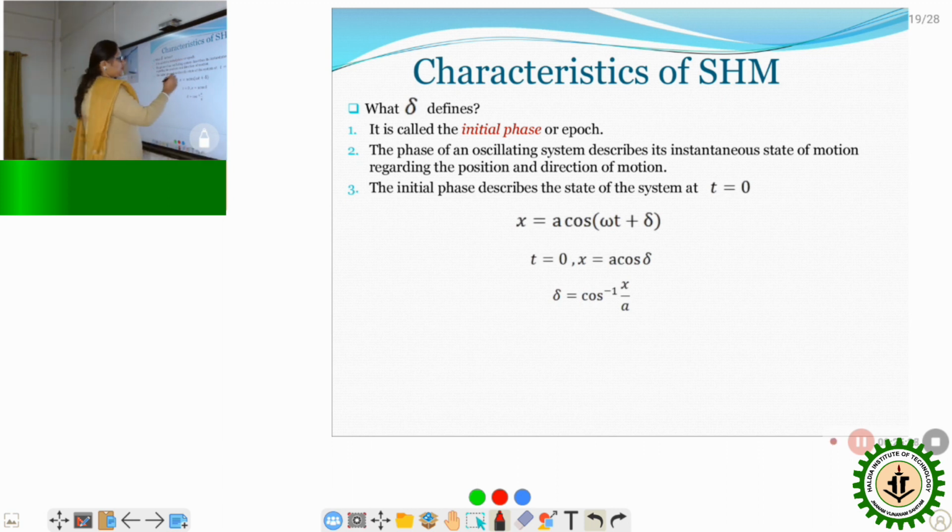So at the initial phase of time, initial phase means when the time t equals 0. If you put the value t equals 0 here, then what do we get? x equals a cos delta. Now what will be this delta? Delta will be cos inverse x by a. So initial delta means initial phase or epoch.